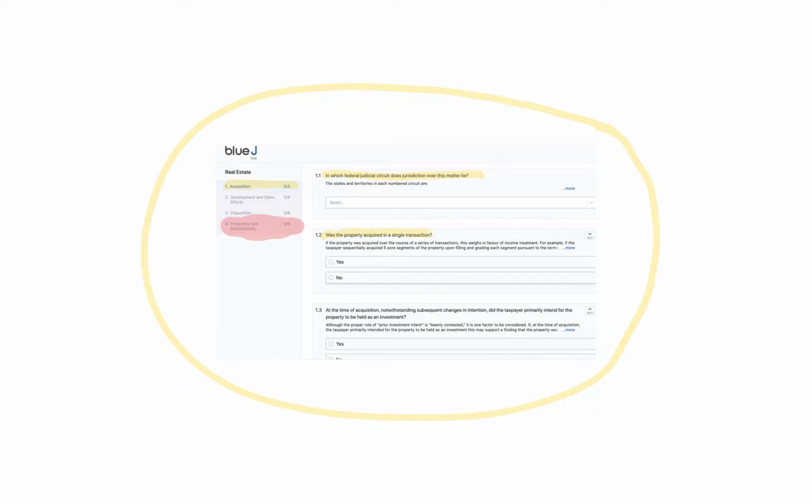Was the property acquired in a single transaction? At the time of acquisition, notwithstanding subsequent changes in intention, did the taxpayer primarily intend for the property to be held as investment? So you can see these are questions.